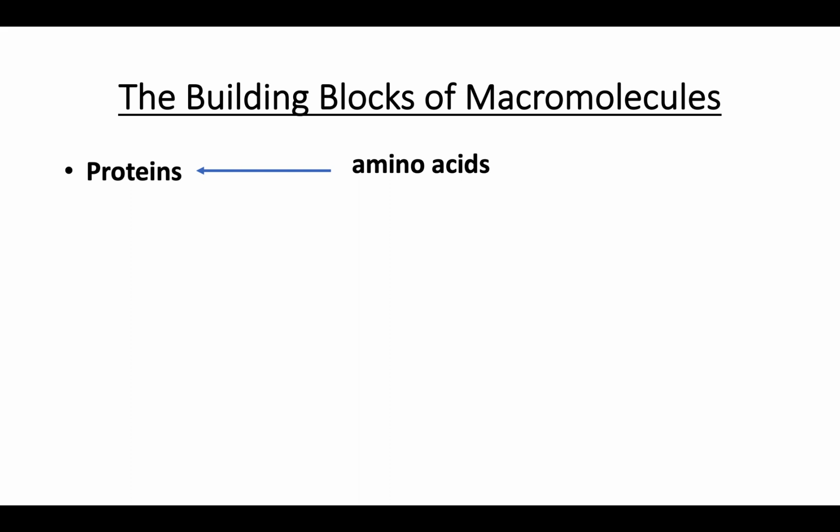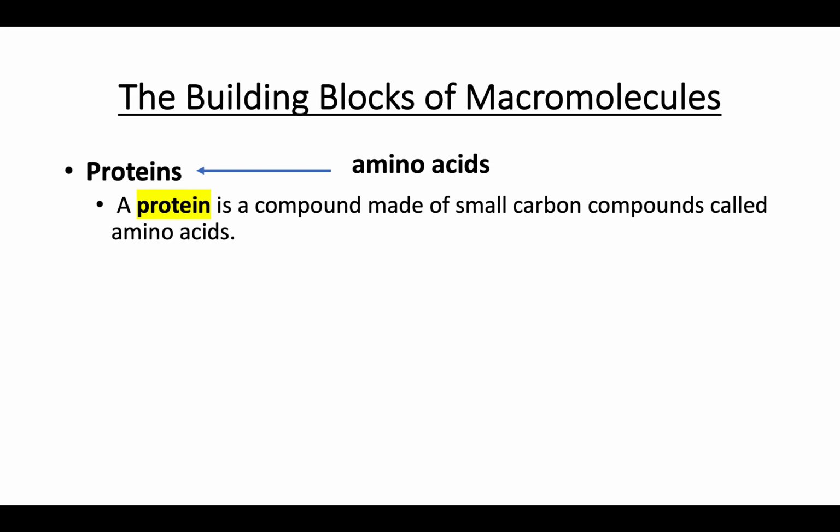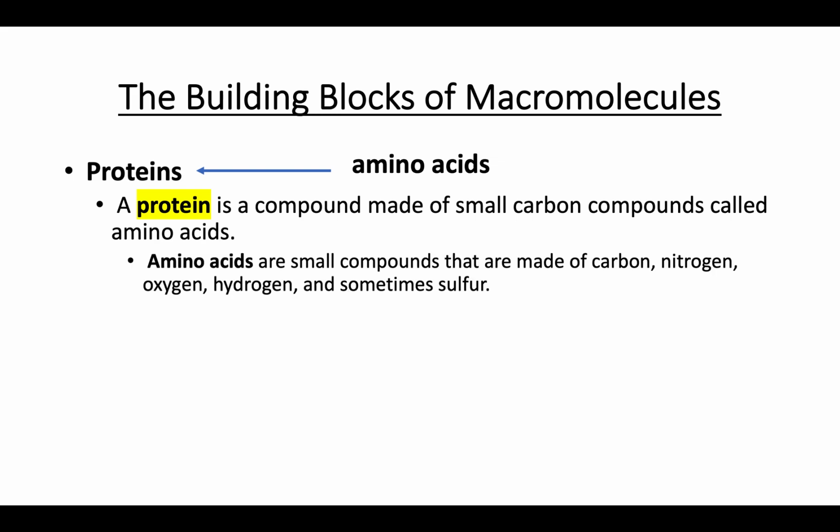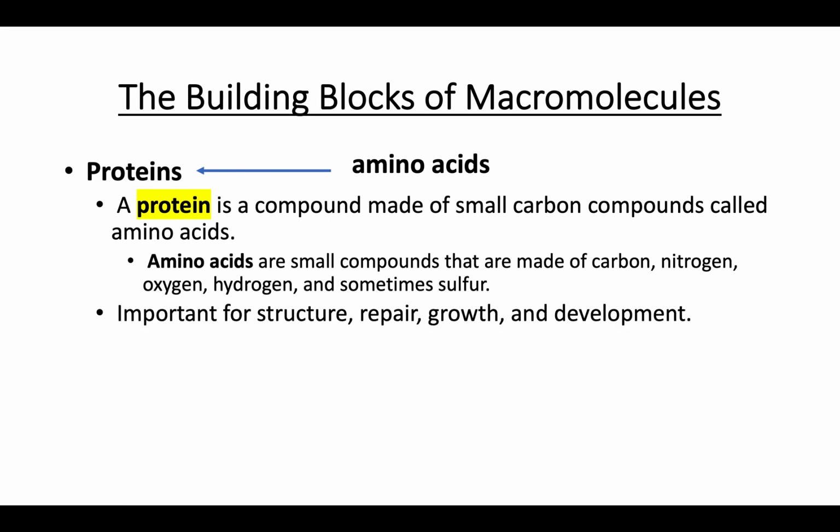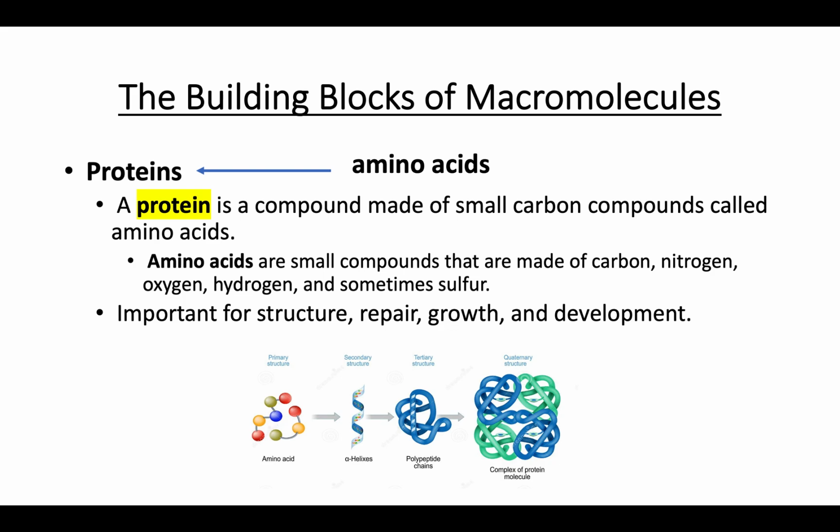Next, we have proteins, and proteins are a string of amino acids. Amino acids are small compounds that are made out of carbon, nitrogen, oxygen, hydrogen, and sometimes sulfur. When we get to next semester, we will start talking about how amino acids are made. They are very important for structure, repair, growth, and development. So like I mentioned in class, we are a big blob of different types of proteins. And that's what it would look like.